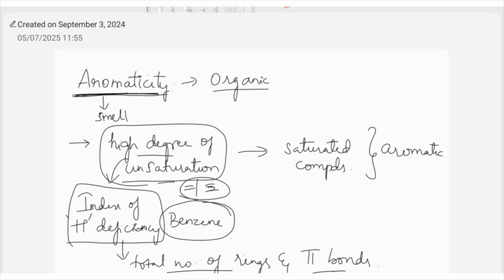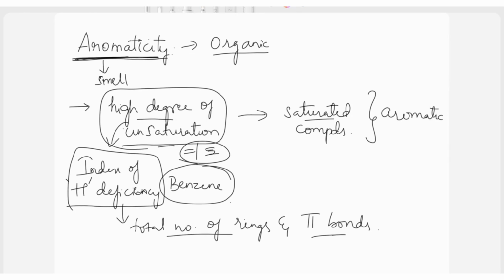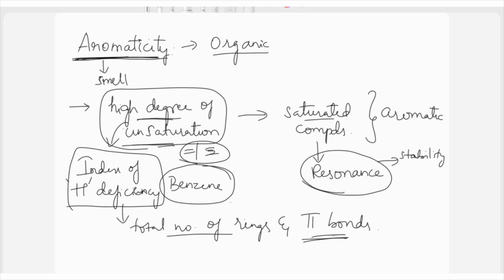Now, how do these highly unsaturated compounds behave like saturated compounds? The main property here is resonance. What is it? The shift of pi electrons, or the delocalization of pi electrons. So, though they have more pi bonds, because of the resonance process, they behave like saturated compounds, and this provides the molecules the stability they need and the type of reactivity that they show. Such a property is called aromaticity in organic compounds.